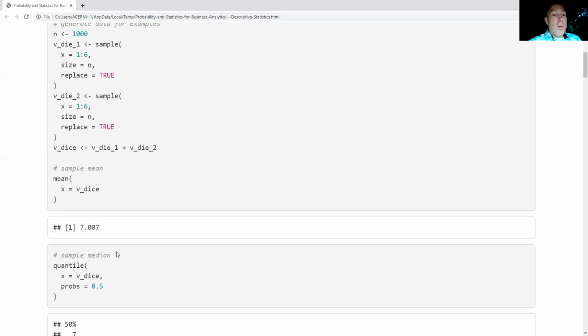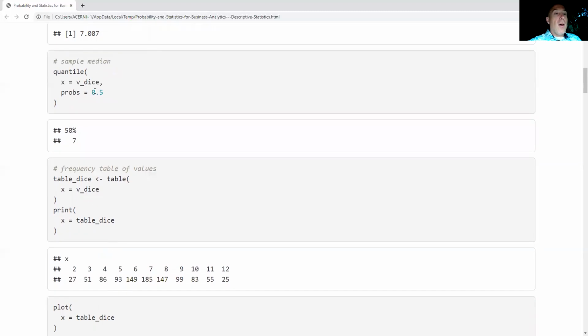All right, so now let's compute the sample median. Here, I'm going to use quantile, and I'm going to set the probability to 50%. So I want the point where half the data is less than or equal to this value. And boom, we have 7. All right, that's looking good.